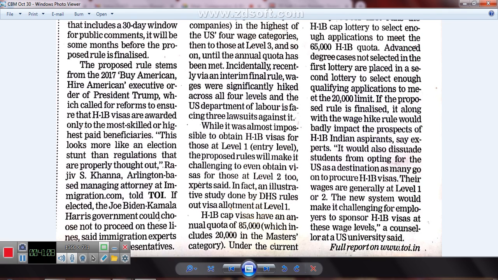This looks more like an election stunt than regulations that are properly thought out. Raju S. Khanna, Burlington-based managing attorney at immigration.com, told Times of India, if elected, the Joe Biden-Kamala Harris government could choose not to proceed on these lines, said immigration experts.